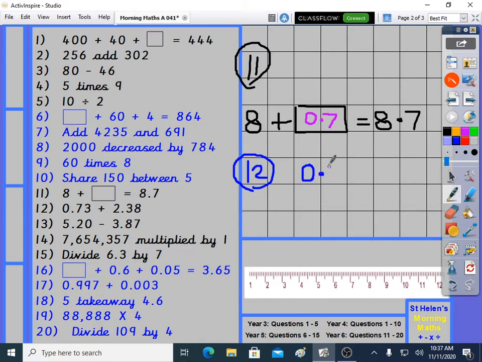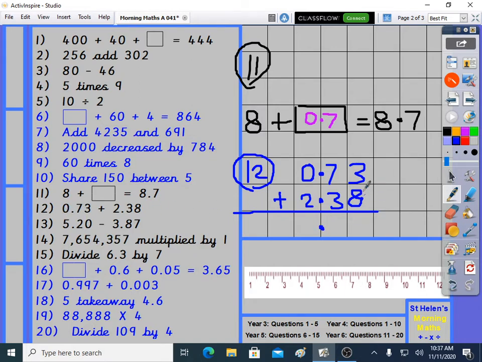Number 12, 0.73 plus 2.38. You shouldn't be doing the morning maths on your own, though, unless you're totally confident. You should be listening to me, doing it with me, because after doing it for many days, you'll be able to do it on your own one day, if you want to, or you could just stay with me, that would be fine.